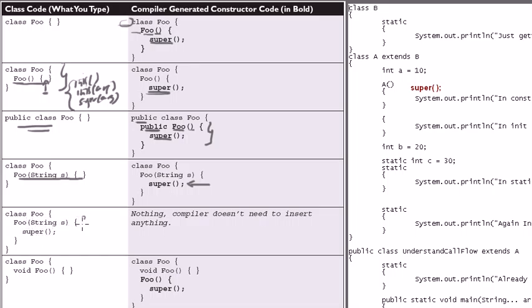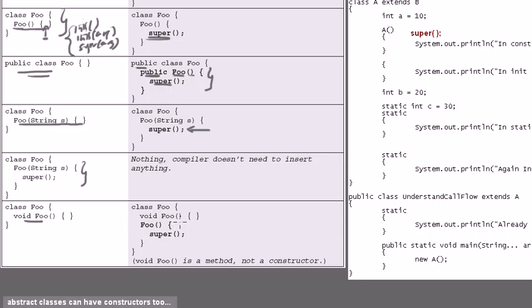Again, you have everything in place here, so the compiler adds nothing to the constructor. This one is not a constructor, this is just a method call, so the compiler would add a default constructor.